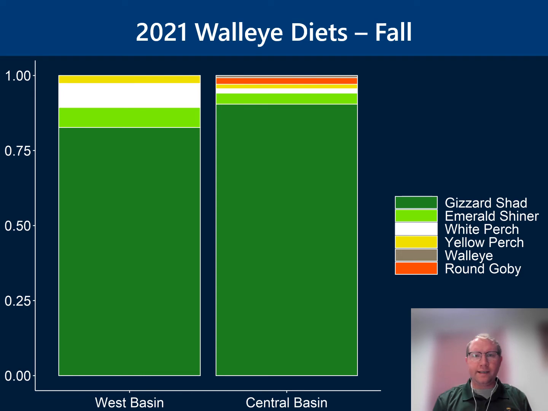Here's a look at walleye diets in 2021 from fall gillnet surveys that Ohio DNR conducts. You can see that both in the West Basin and in the Central Basin, gizzard shad are making up the vast majority of diets, with a much smaller percentage of white perch, emerald shiner, and a little bit of walleye round goby.